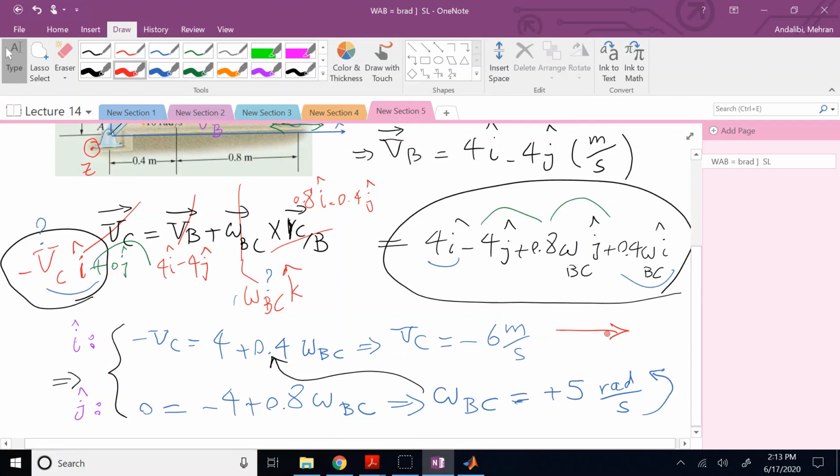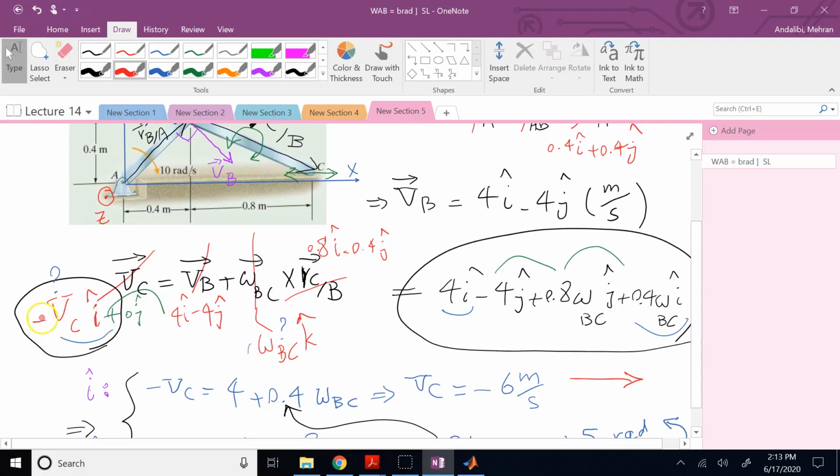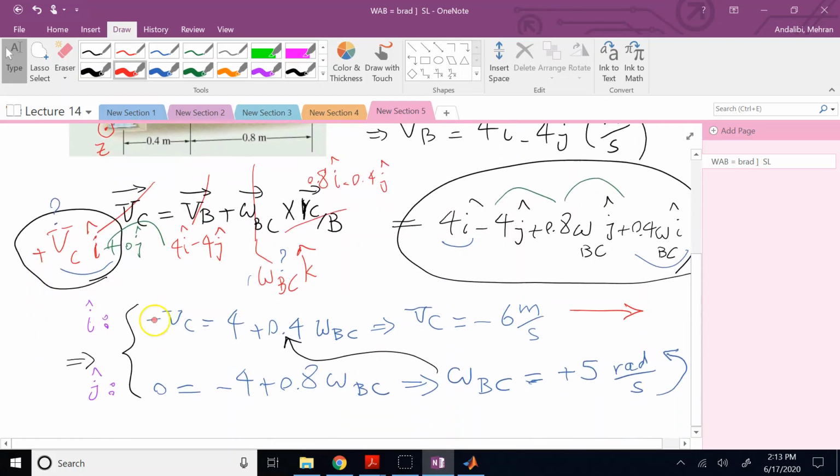Okay? Well, if I initially said that, no, I think point C is moving to the right, and I did this positive, then this one would be positive. So you end up with a positive number because initially your assumption was right, and it still means it is to the right. So it doesn't matter whether you started wrong or right. The sign of the solution would tell you whether you started right or wrong. Okay, so this is how you solve this problem.